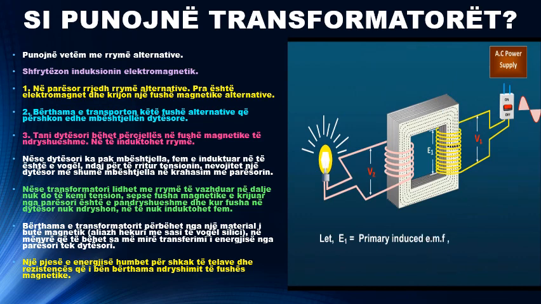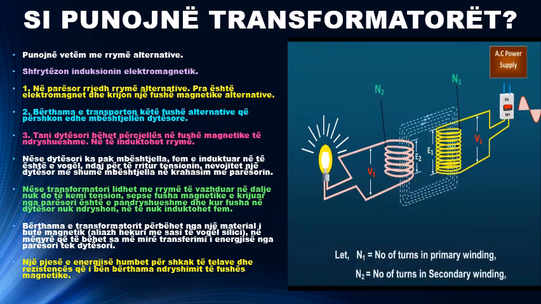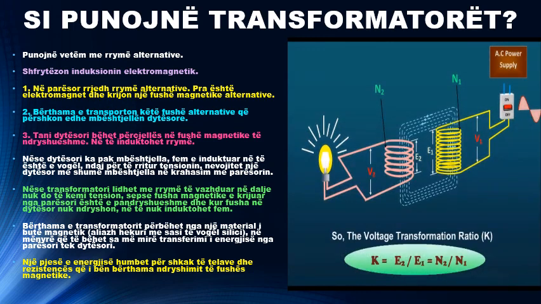Let E1 equal to primary induced EMF, E2 equal to secondary induced EMF, and N1 equal to number of turns in primary winding, and N2 equal to number of turns in secondary winding. So, the voltage transformation ratio K equals E2 by E1, and equals N2 by N1.